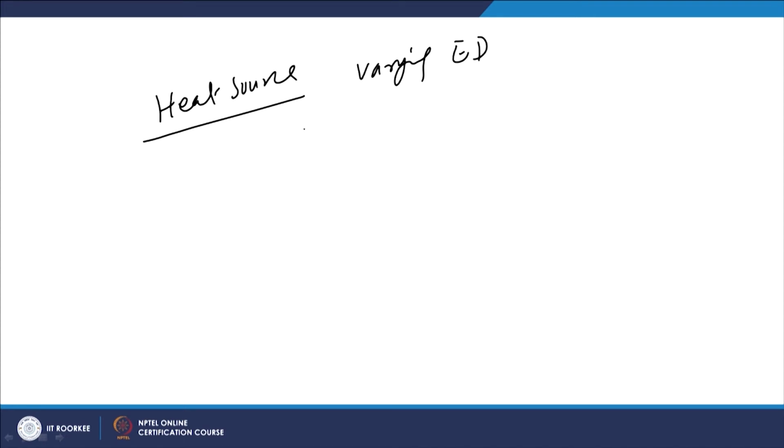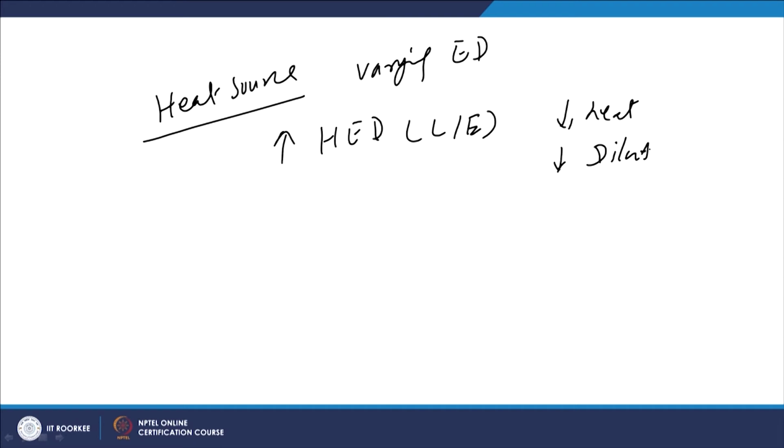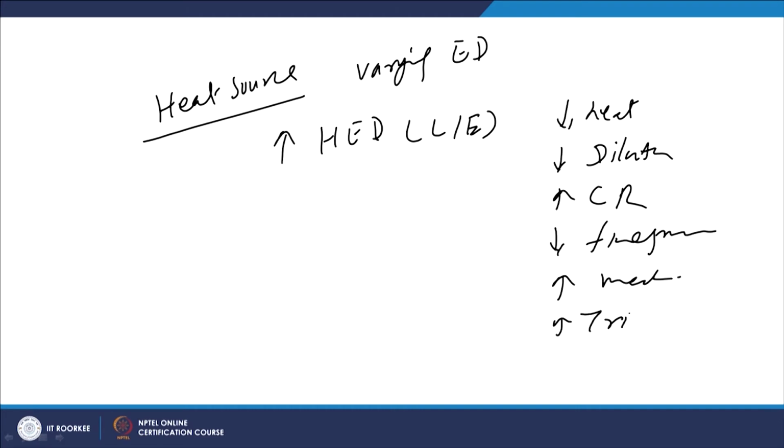So, as we have talked earlier, if the process is of high energy density like laser or electron beam, then it will require less heat for melting, and it will lead to reduced dilution. It will lead to an increased cooling rate, which in turn leads to a fine grain structure, and so improved mechanical properties and improved tribological properties.